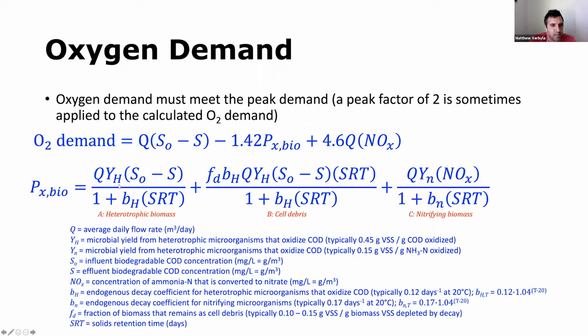All right, so we've got the terms of this equation here defined below. Q is the average daily flow rate, cubic meters per day. Y sub H is the microbial yield from heterotrophic microorganisms that are oxidizing organic materials, COD, in other words. It's typically assumed to be 0.45 grams of VSS per gram of COD oxidized, as we showed before.